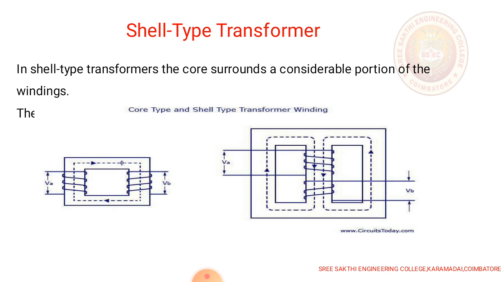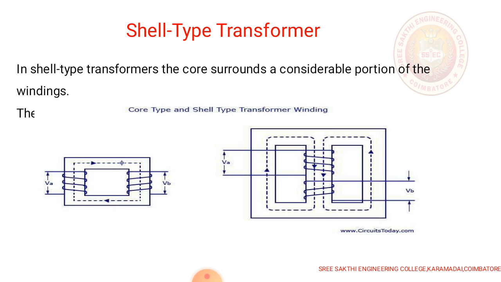Next one is shell type transformer. In shell type transformer, the core surrounds the considerable portion of the winding. Here a comparison between the core type and shell type transformer is mentioned. In core type transformer, the winding surrounds the core and is placed on the sides of the limbs. In shell type transformer, the core surrounds the windings and the winding is placed on the center limb.